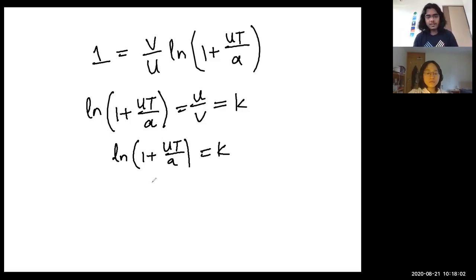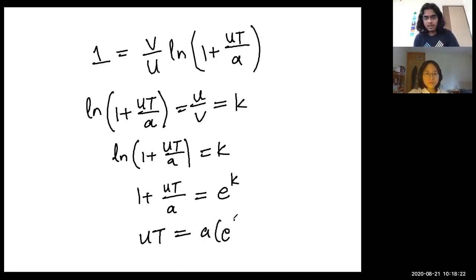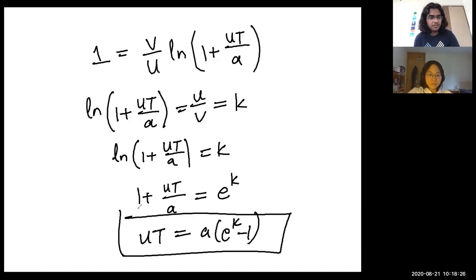Exponentiate both the sides, right? So 1 plus ut over a, if you exponentiate ln, it's essentially just bringing out the argument. That's equal to e to the k. Then it's just a matter of rearranging, and you get what you needed: a times e to the k minus 1. And we're done. That's exactly what we needed to find out.